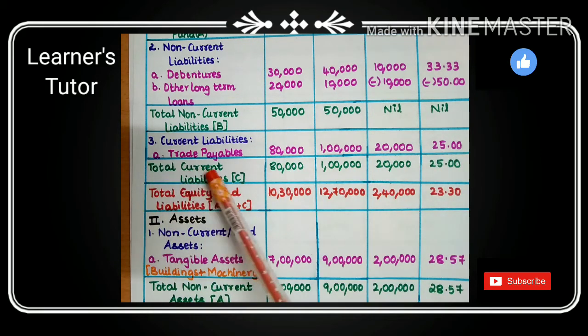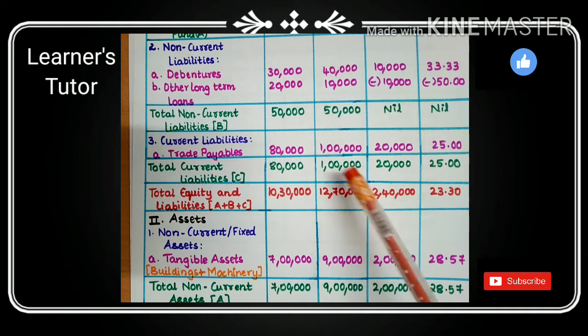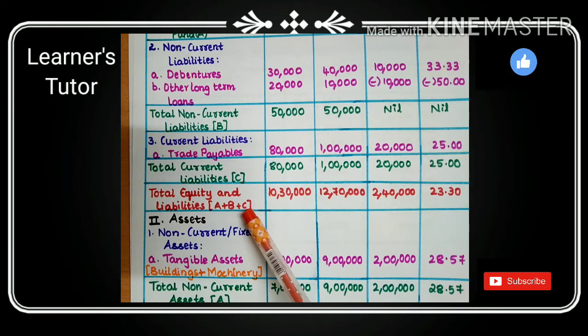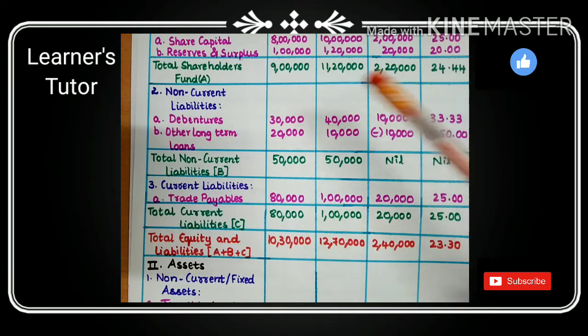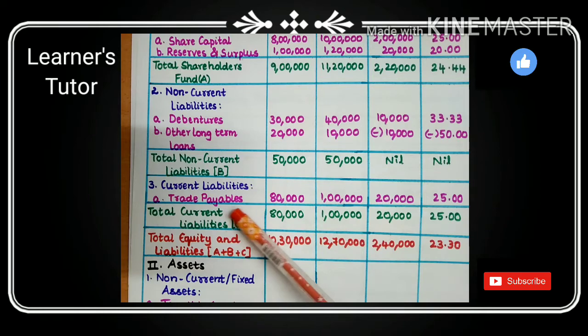So total current liabilities is C. We don't have any other current liabilities, so we are adding it off. 80,000, 1 lakh. 1 lakh minus 80,000 is 20,000. 20,000 divided by 80,000 into 100 is 25%. Total equity and liabilities, that is A plus B plus C. We need to add total shareholders fund, total non-current liabilities and total current liabilities.